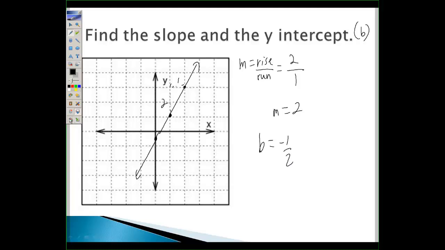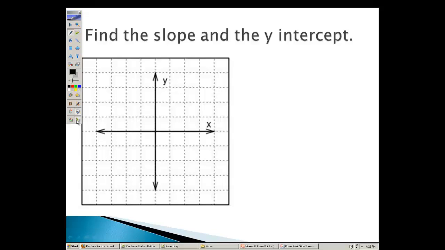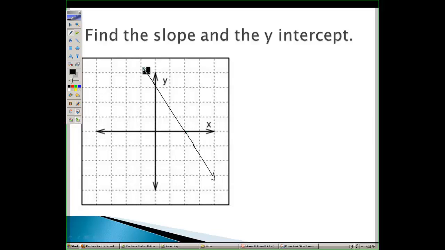But let's do another one. Let me try to get another good clean example up here. Let's go with this line. And this line happens to be going the other direction. Hopefully you recognize this as a negatively sloped line. And I need to find, just by looking at the graph, the slope and the y-intercept.